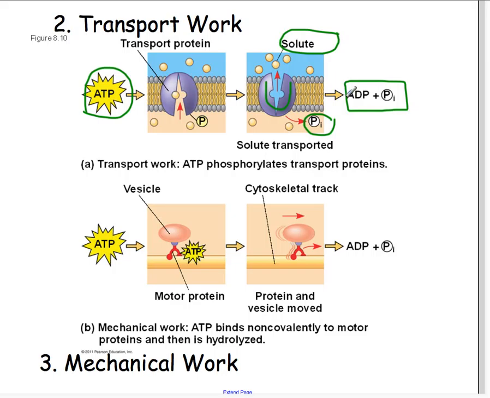The third type of work in a cell is when we do actual physical mechanical work. So consider a muscle or consider a motor protein. I showed you examples of vesicles filled with proteins walking down microtubules in a cell. And in order for those to move, energy is used. So the ATP is used to aid the movement of these vesicles down their cytoskeletal track. So make sure you understand the 3 different types of work that are done in a cell.